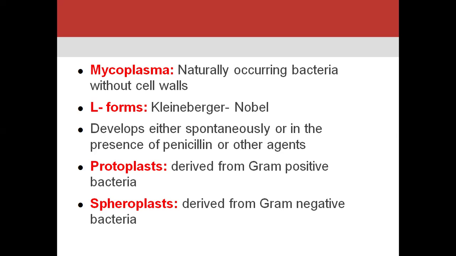If you see protoplasts, as we discussed, they are derived mainly from gram-positive bacteria. They contain the cytoplasmic membrane and the cell wall is totally absent. They are produced artificially by lysozyme in hypertonic medium. They are unstable, so hypertonic condition is necessary for maintenance. Next is spheroplast. They are derived from gram-negative bacteria. They are produced in the presence of penicillin, they are osmotically fragile, and they must be maintained in hypertonic culture medium.